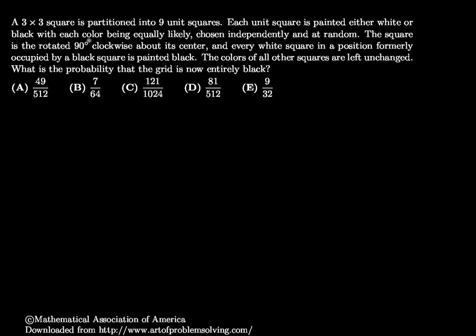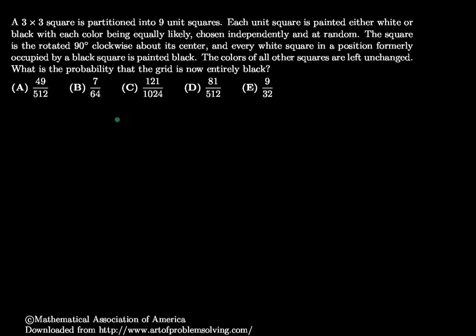A 3 by 3 square is partitioned into 9 unit squares. Each unit square is painted either white or black, with each color being equally likely, chosen independently and at random. The square is then rotated 90 degrees clockwise about its center, and every white square in a position formerly occupied by a black square is painted black. The colors of all other squares are left unchanged. What is the probability that the grid is now entirely black?